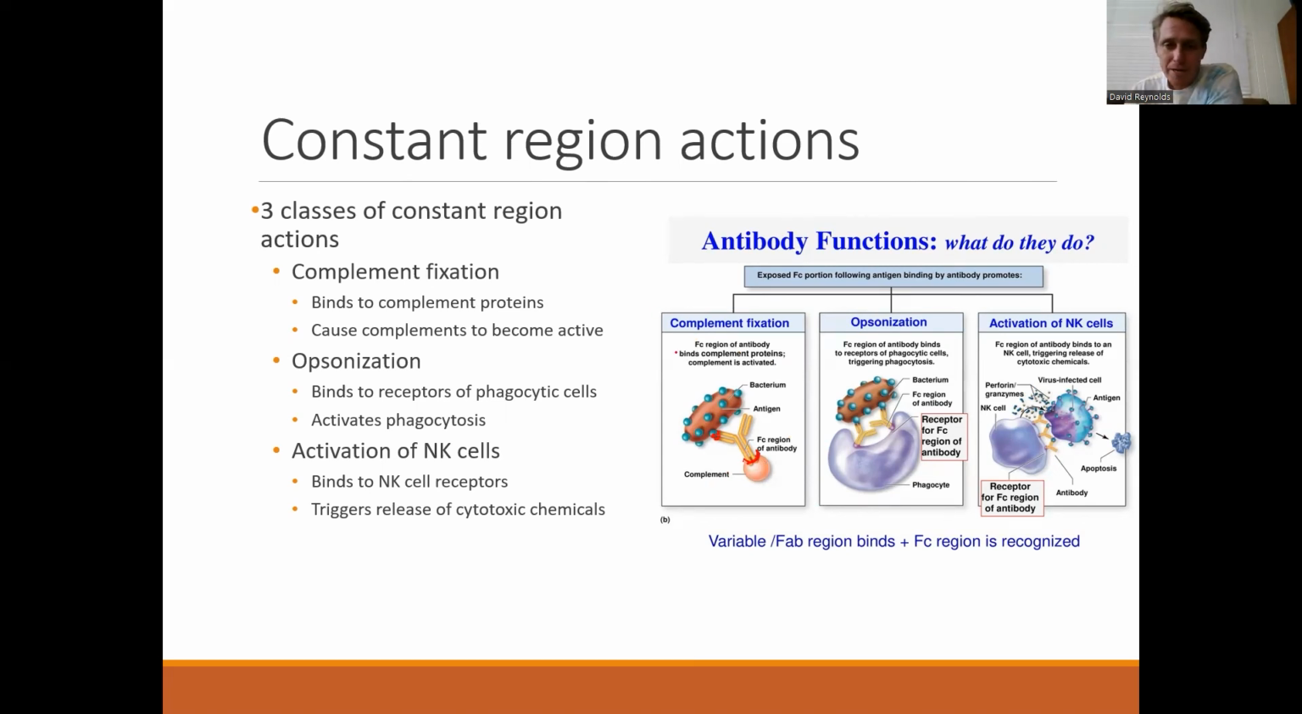Another thing that antibodies can do, the constant region could help with opsonization, where again, you have this constant region sticking out that phagocytic cells can know how to bind to.